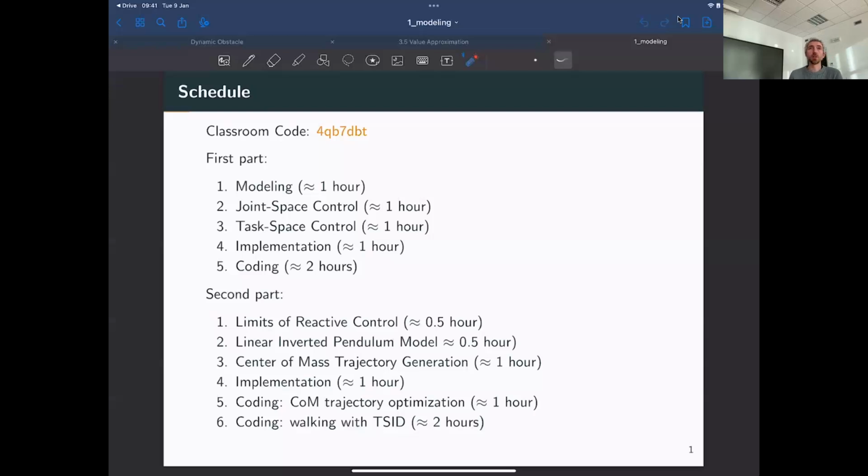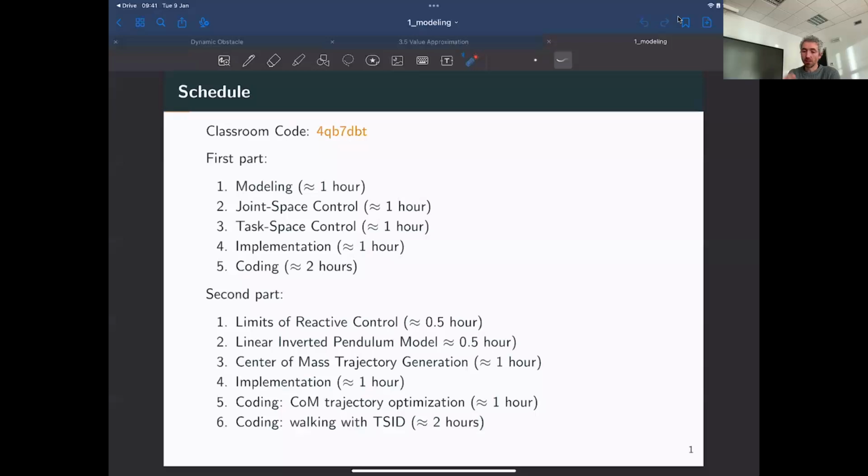So in the second part, we're going to discuss how you generate a reference trajectory that you can then track using the methods that we developed in the first part. So we're going to introduce the so-called linear inverted pendulum model, which is a simplified model that has been widely used for generating walking movements. And we will see then how we can use this model, which is very simple. It's a linear model, as the name suggests, to generate a trajectory for the center of mass of the robot, which we can then track using a reactive controller.